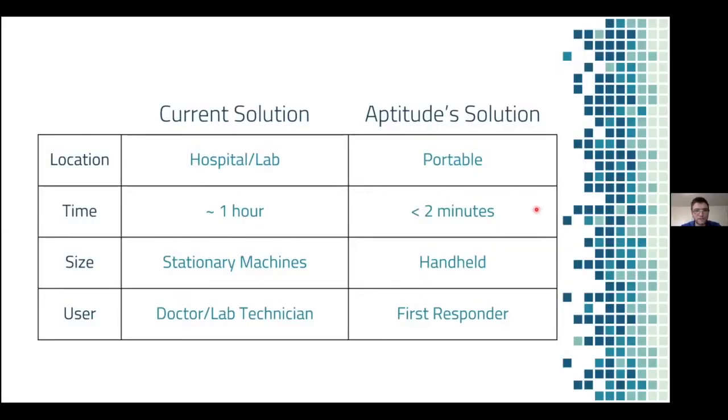A quick recap of what I just said. Current solutions to measure coagulopathy can only be done in hospital labs. They take up to an hour. They use stationary, often large machines, and are used by doctors and lab technicians. Aptitude's solution, however, is portable, is guaranteed to be done in less than 2 minutes, is handheld, and can be used by first responders.